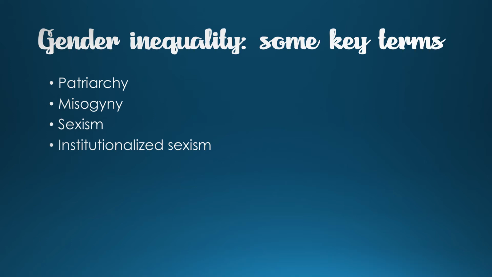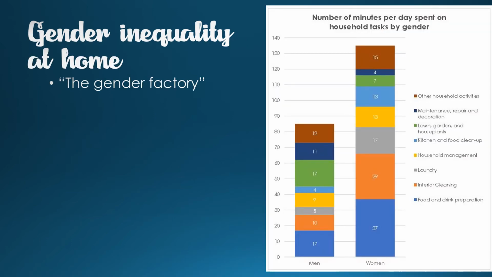So these are the key terms, and now we're moving on to talking a little bit about different forms of gender inequality. To start, we could talk about the gender inequality we experience in our homes. And this is what we call the gender factory, because the gender factory is where we not only learn patterns of gender inequality, but also practice it in our everyday lives.